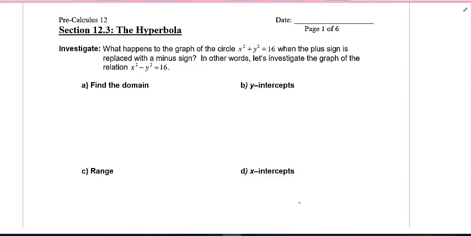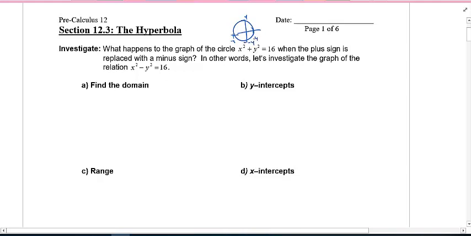Alright, this is the last lesson in our mini unit on conics. We're going to talk about something called the hyperbola today. That's the fourth of the conics that were created by taking that double napped cone and slicing it. So to begin, I want us to look at the equation of a circle, which is x squared plus y squared equals 16. That's this lovely picture, with radius 4.